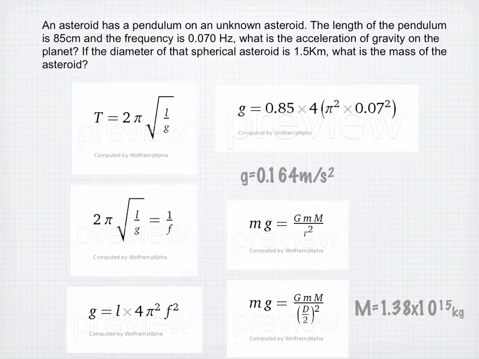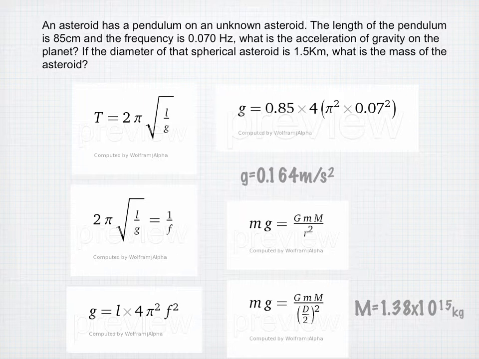Plugging in what we have for our values, again, making sure that we're changing things into meters, we get 0.85 times 4 times pi squared times 0.07 squared. So we get an acceleration of gravity on the surface of the asteroid of 0.164 meters per second squared.